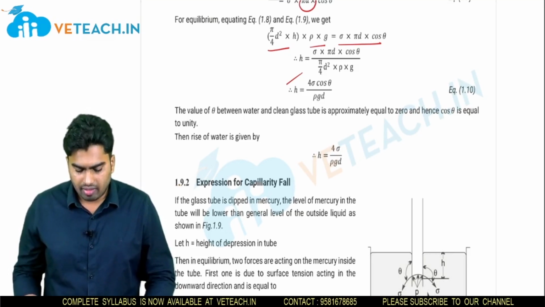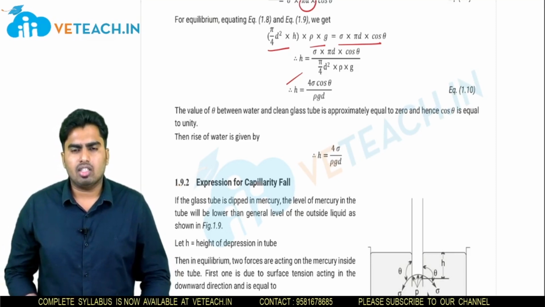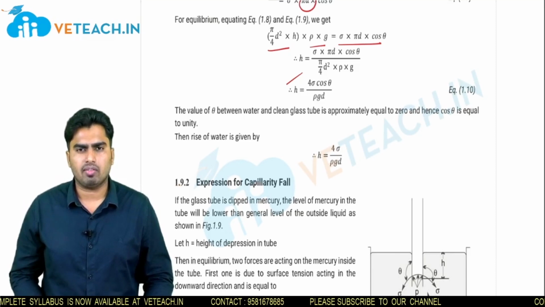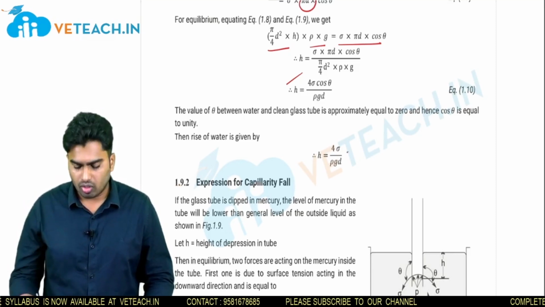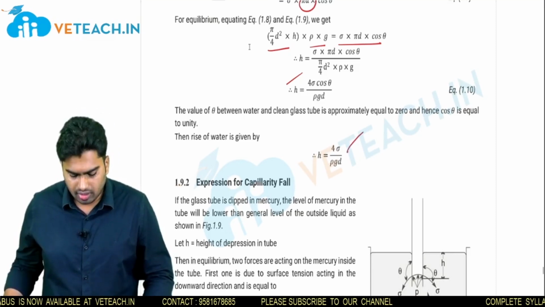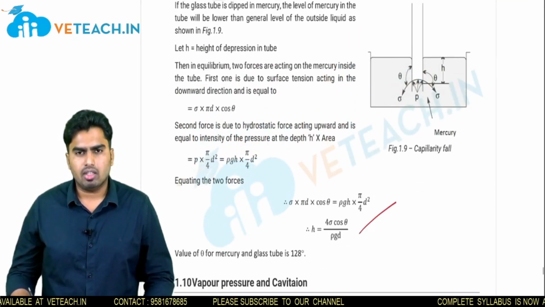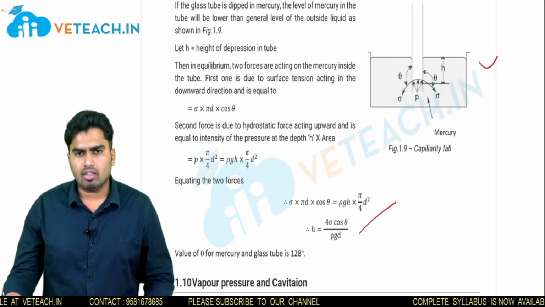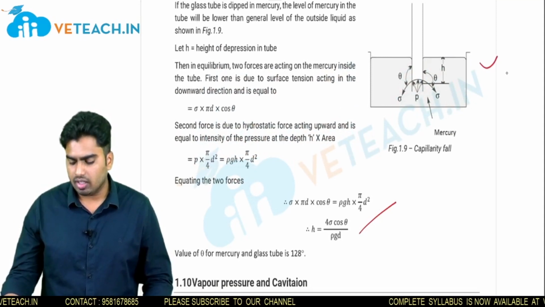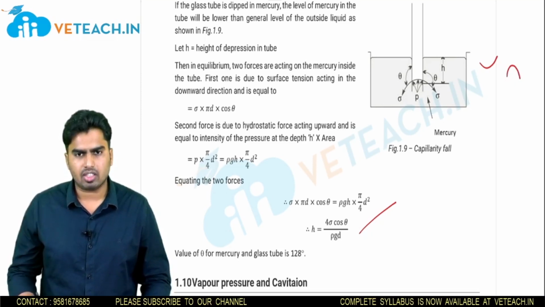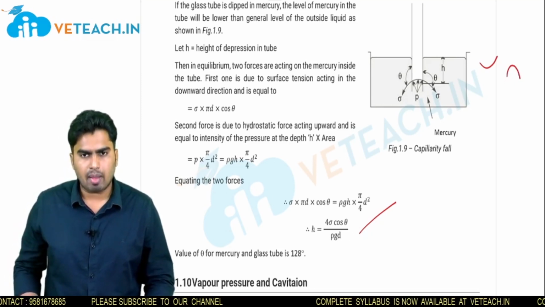Next, whenever we take water, water will have an angle theta 0. If we substitute theta 0 in the same equation, we will get h is equal to 4 sigma by rho g d. Let us see the same expression for fall also. So we will get the same expression for fall, but while rising, the top layer looks in this shape, while falling, the top layer will look like this shape. So we will obtain the same equation for capillary rise and capillary fall also.